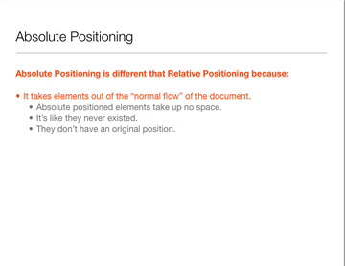Absolute positioning is different than relative positioning for many reasons. First of all, it takes elements out of the normal flow of the document. Because absolute positioned elements are out of the normal flow of the document, they take up no space. In fact, it's like they never existed, and they don't have an original position.